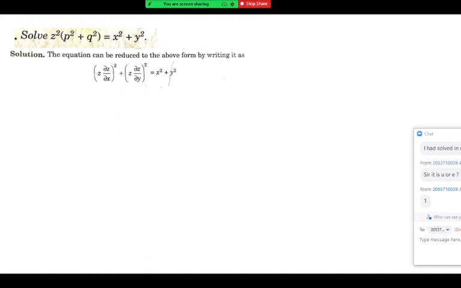So just z is taken inside: z ∂z/∂x whole square plus z ∂z/∂y whole square is equal to x square plus y square. So what should be the substitution now? Can you observe and tell me the substitution?